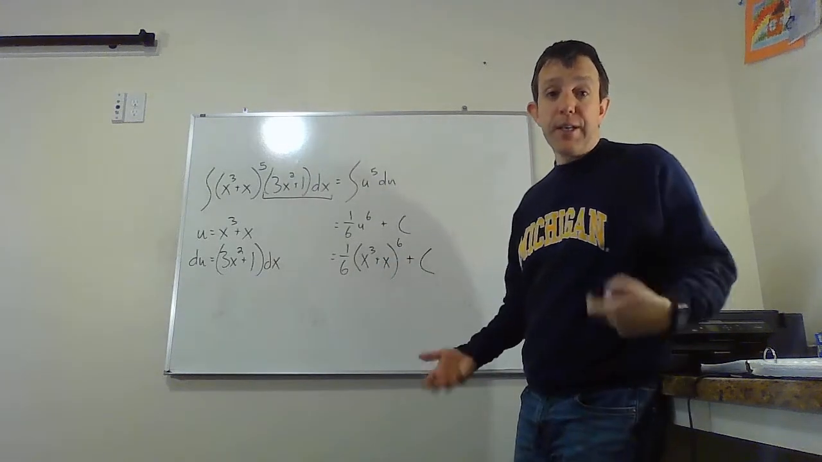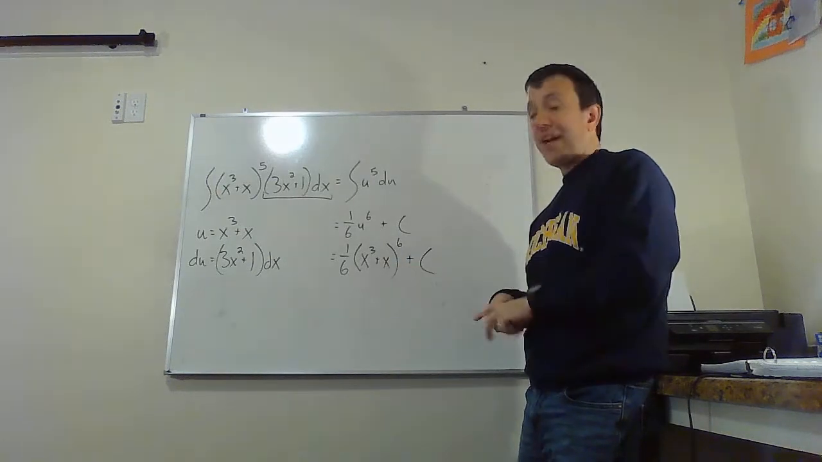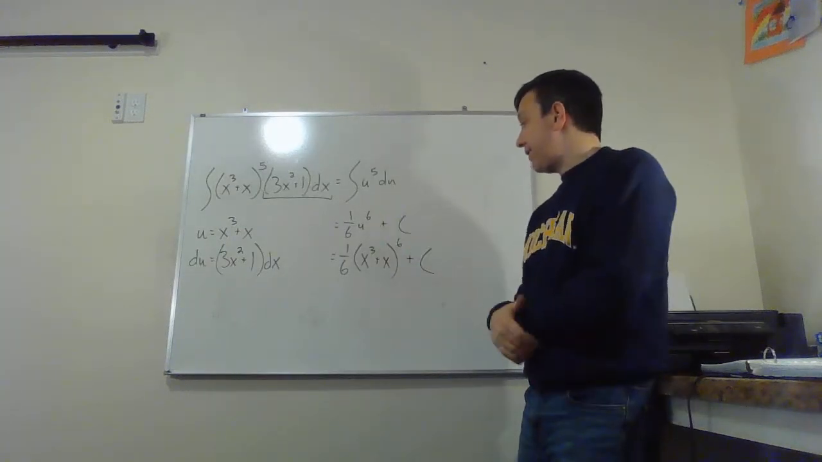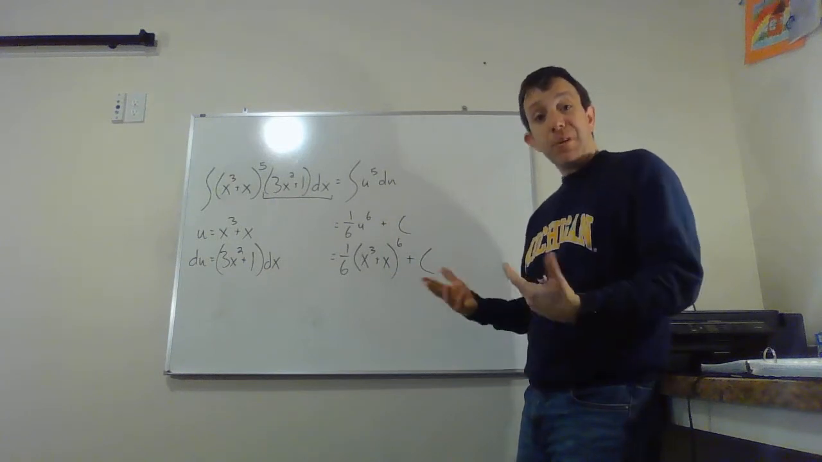We started with x. We want to end up with x. So I just bring back the x cubed plus x in place of the u. And we're all set. So that one wasn't too bad.